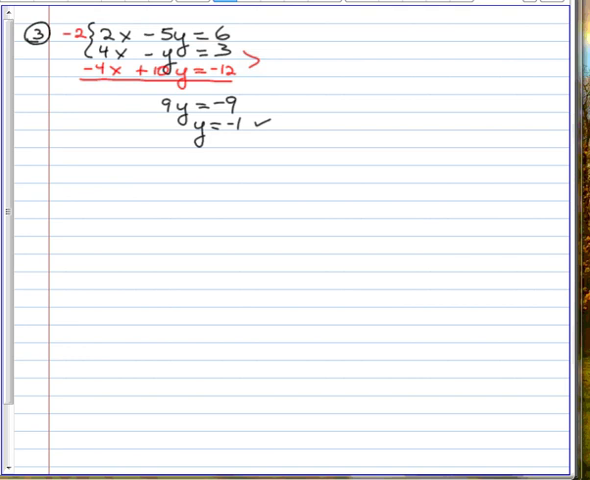So I know what y is. Let's substitute in the second one. I mean, you put it where you want. 4x minus a negative 1 equals 3. So 4x plus 1 equals 3. So 4x is 2. So x is 1/2.